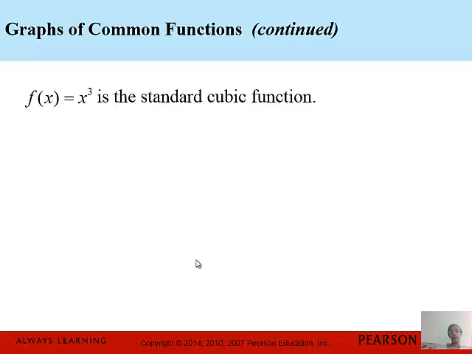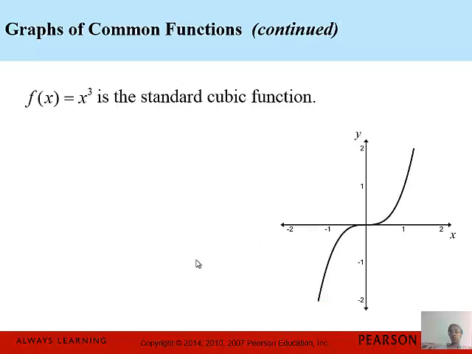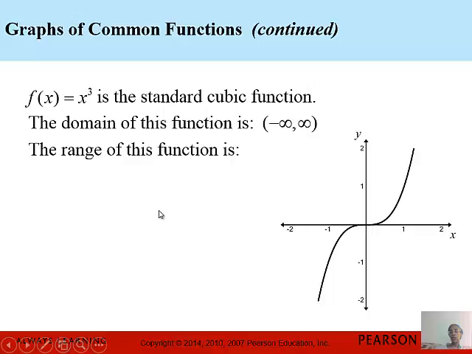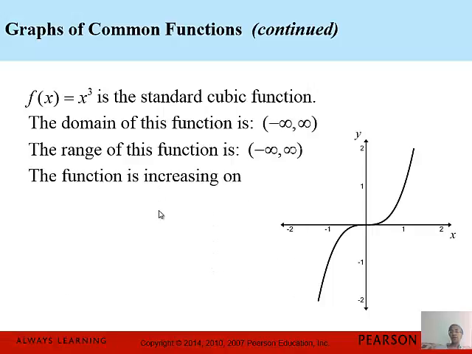Let's take a look at the standard cubic function. Notice that the domain of this function, as you look at its graph, is all real numbers. The range of the function is also all real numbers. And the function is increasing for all real numbers. So in other words, the function is always going uphill as you move from left to right.